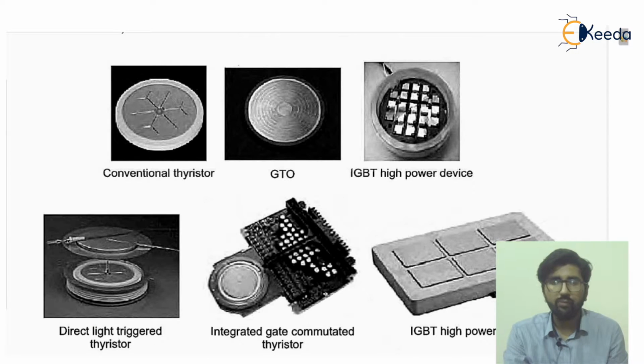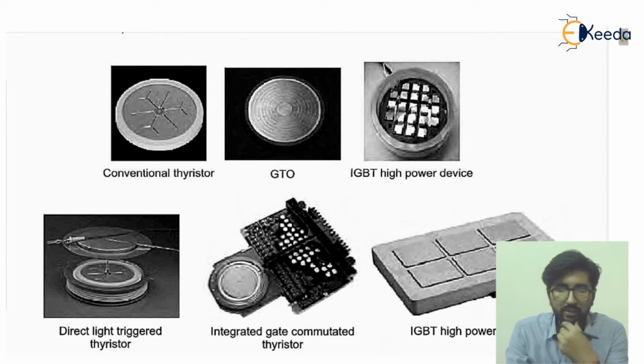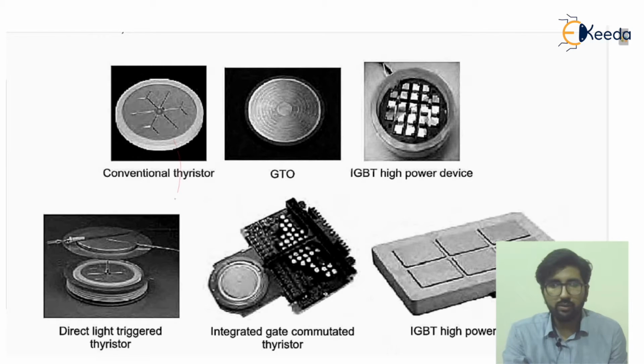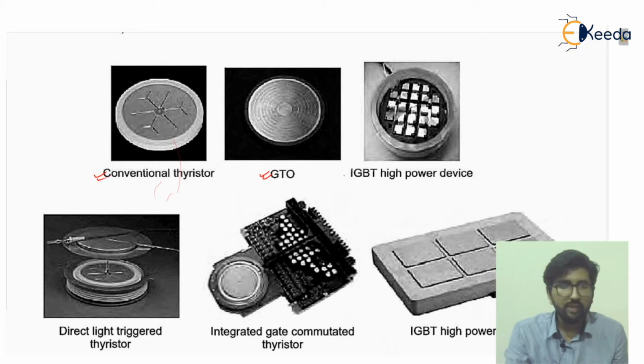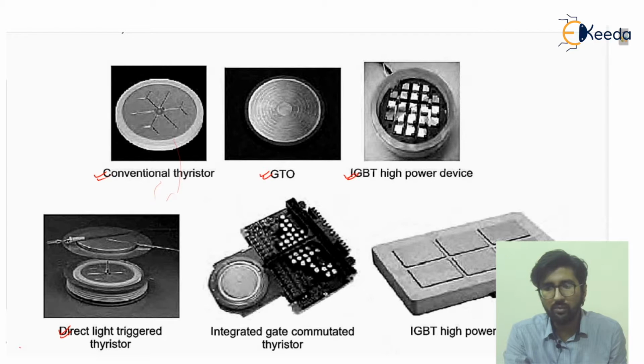Okay, now we are moving to the constructions or representation as per the diagram. If I talk about the conventional thyristor, it looks like this, circular shape, and having this type of design. This is a GTO, this is an IGBT, high power devices. Actually, IGBT has the 4-module and 6-module system fabrications. Okay, direct light triggered, that is an LTT. I have already talked about DLTT. This is how it looks.